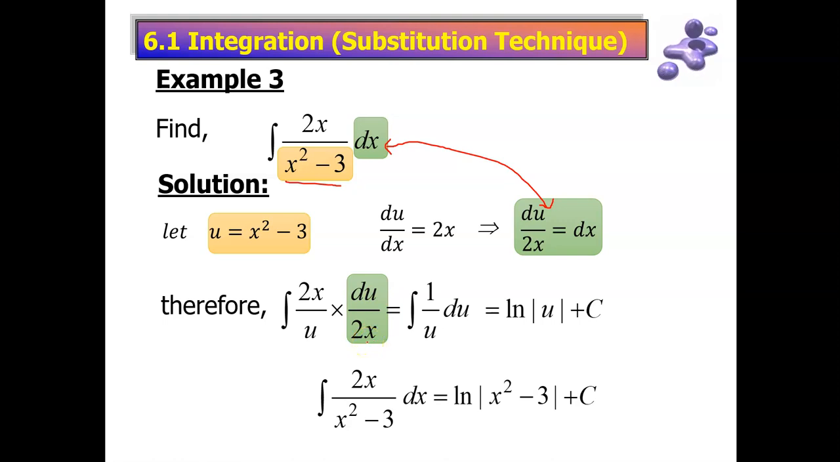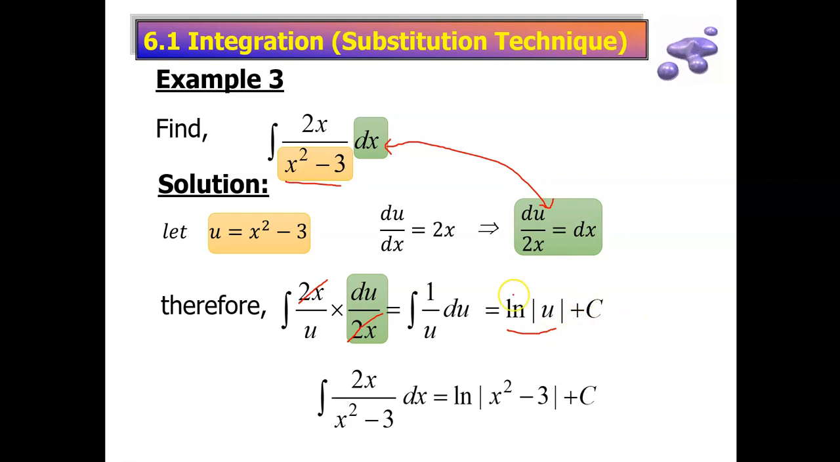Okay, don't panic when you see this thing messy over here. You can slowly potong dia, because 2x over 2x you can cancel out. So the only thing left is integration of 1 over u du. So remember previously we have learned how to integrate when you have a fraction, ada pecahan. So integration of 1 over u, you will get ln u plus c.